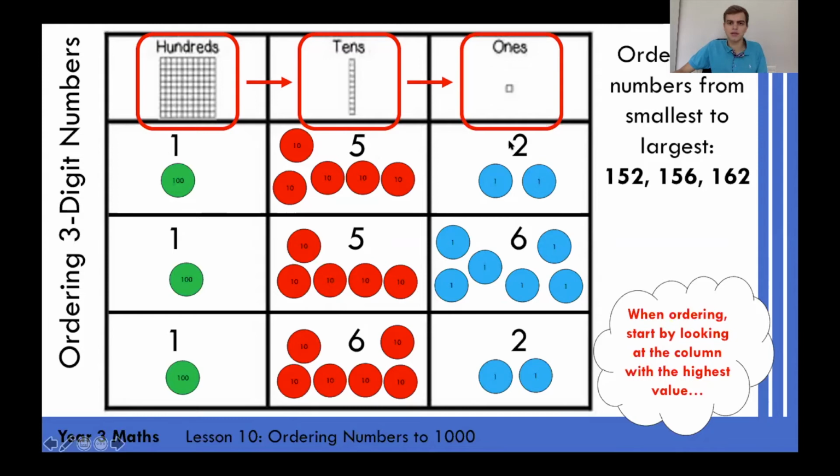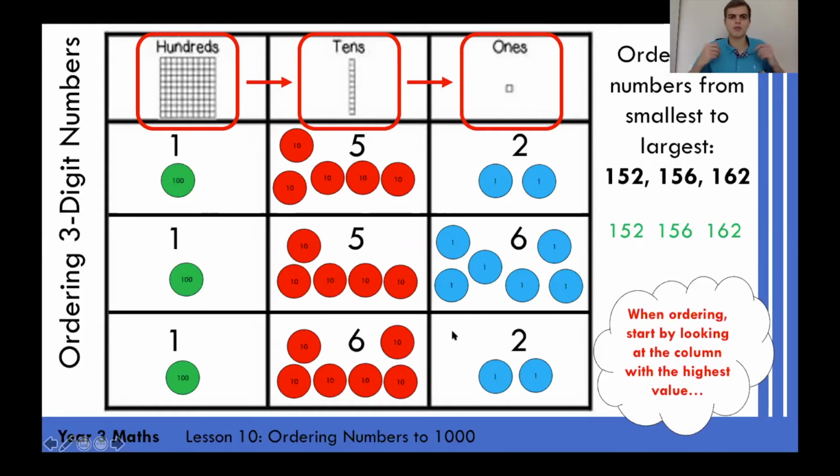Looking at the ones, this number's got 2 1s. This number's got 6 1s. Which one do you think is smallest? Yeah, the number that has got 2 1s, because 2 1s is less than 6 1s. They're equal in the hundreds, they're equal in the tens. We've now got to compare in the ones, and this number has got fewer ones. So we've got 152 as our smallest number, our top number. Then we go to 156, and then we go to our largest number, which is 162, because this number had 6 tens and the others only had 5.